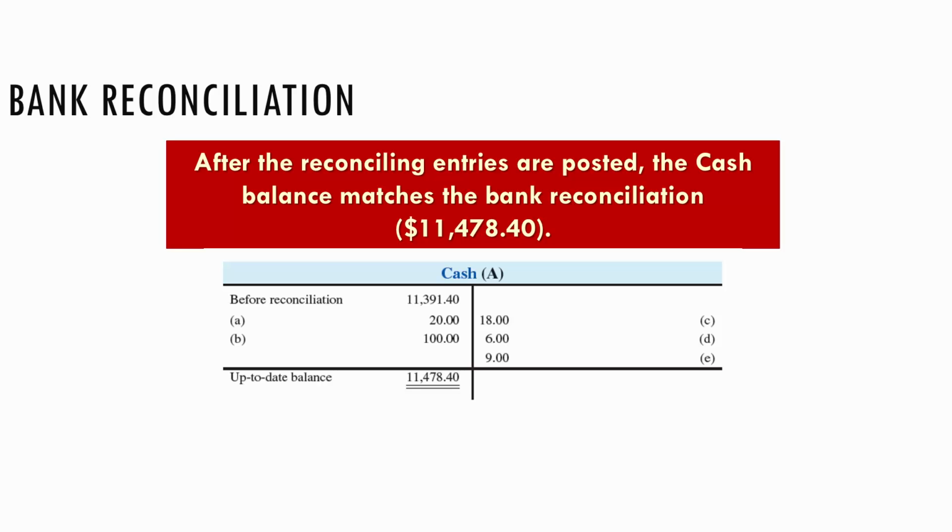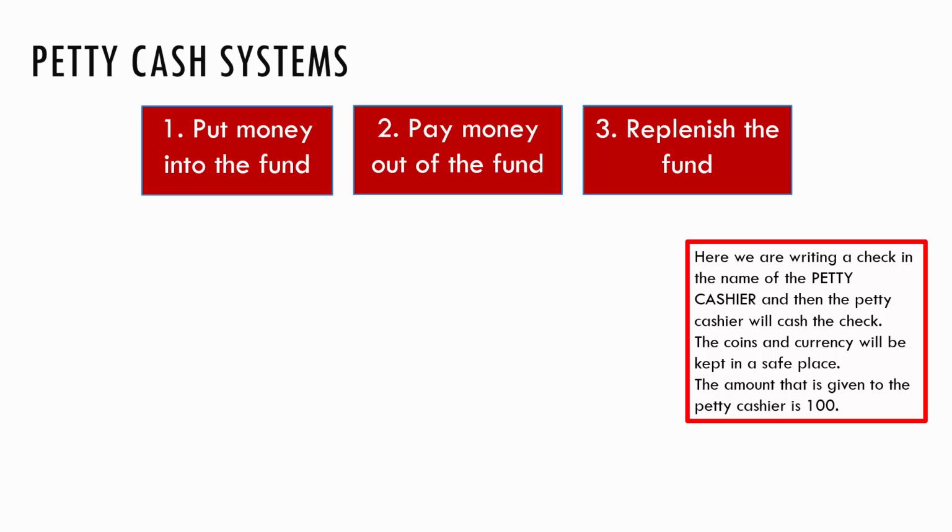After we put all these journal entries into our accounting system, our cash account balance will then be updated, so it is that adjusted balance or that bottom line on the bank reconciliation. If it's done properly, our adjusted balance is equal to the bottom line on the bank reconciliation.